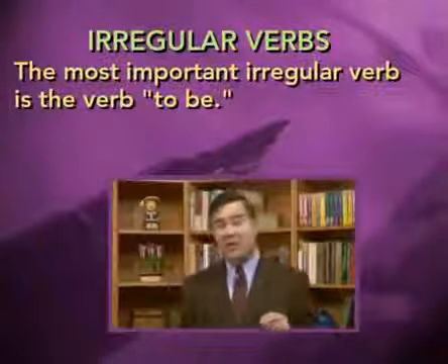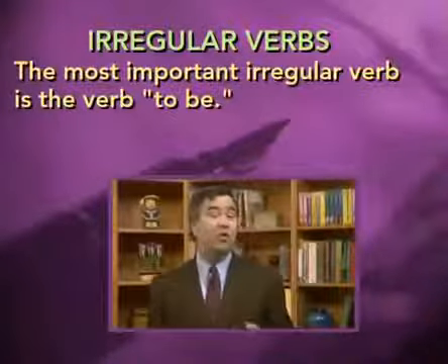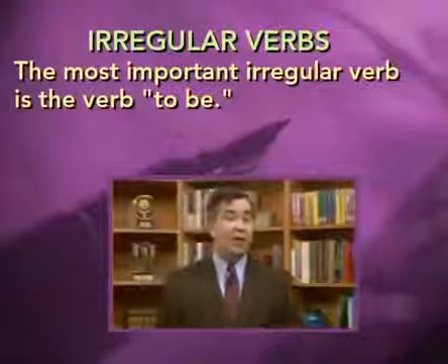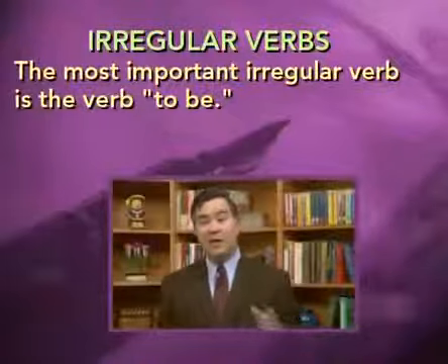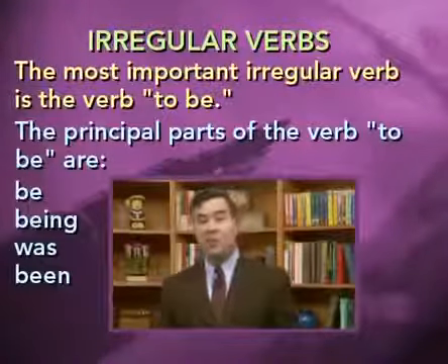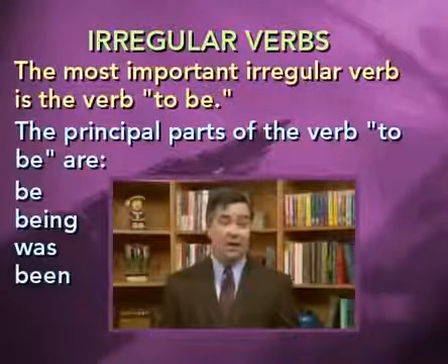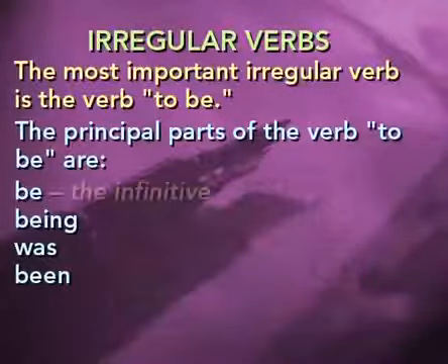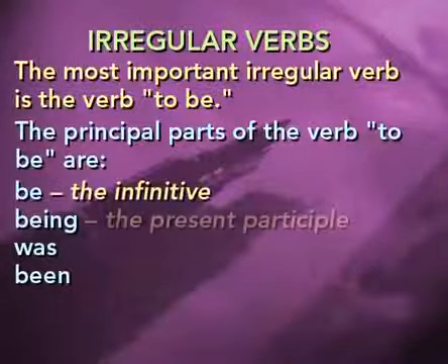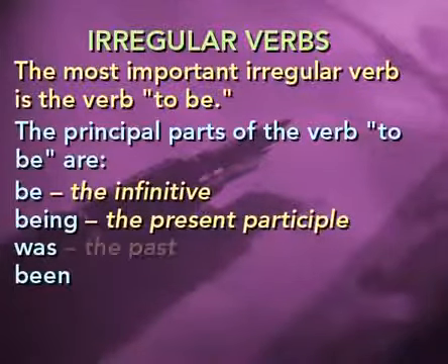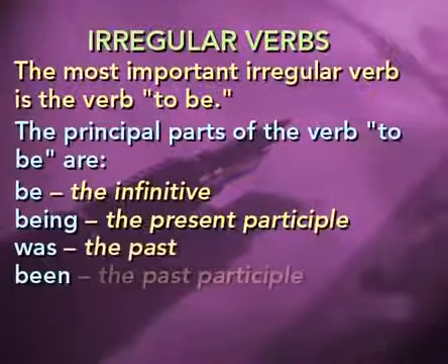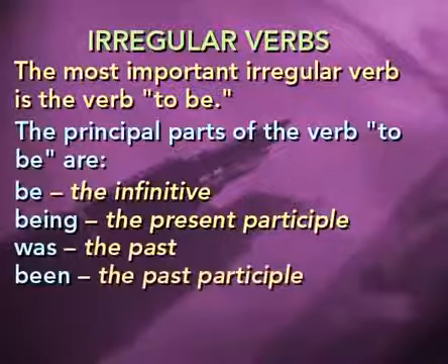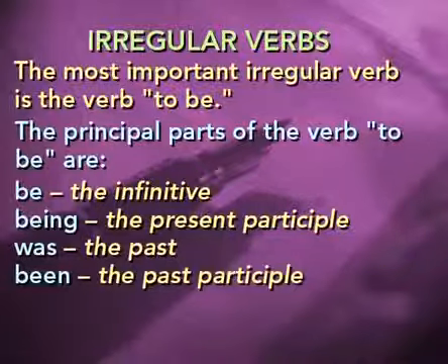Now, the most important irregular verb is the verb to be. It's important because it's used so often. The principal parts of the verb to be are be, being, was, and been. Be is the infinitive, being is the present participle, was is the past, and been is the past participle. Now, all the forms of the verb to be are a little bit complicated, confusing, and rather unexpected.